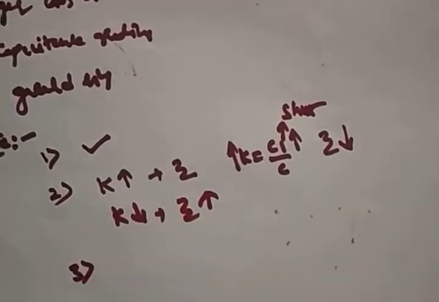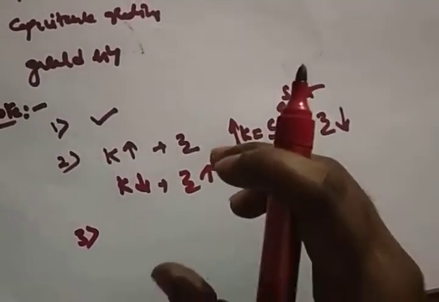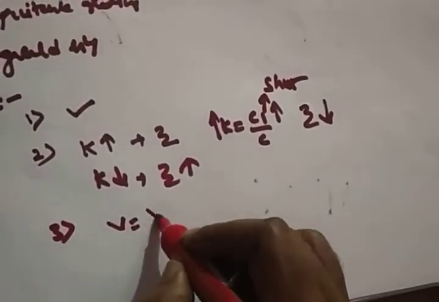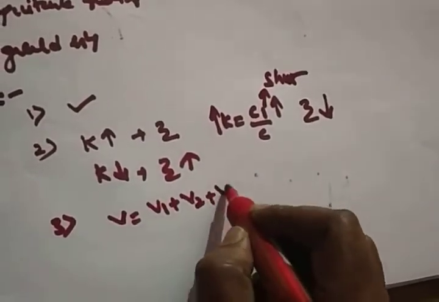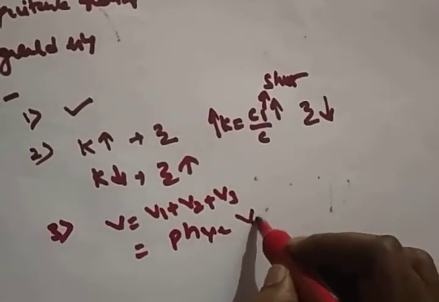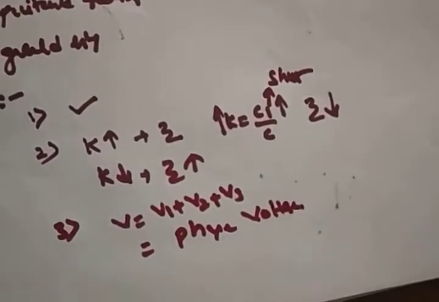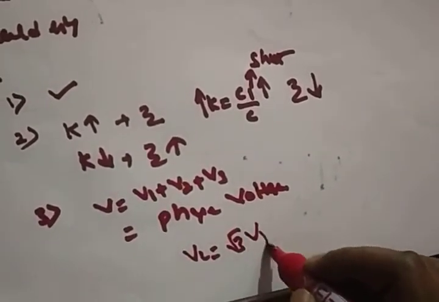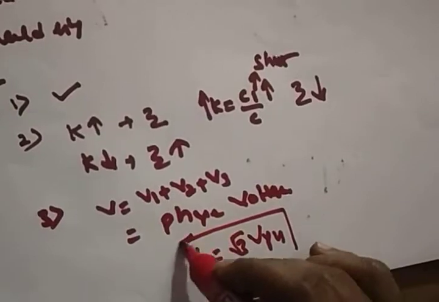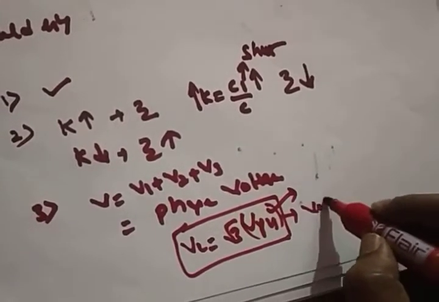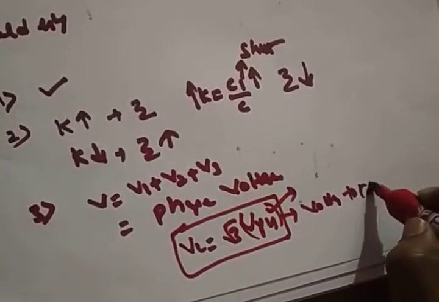The third thing is the voltage that appears across the string, the total voltage: V is equal to V1 plus V2 plus V3. This we can call the phase voltage. Always you can take it as the phase voltage. You know the formula: line voltage is equal to √3 times the phase voltage. So you can assume that this phase voltage is the voltage across the total string.